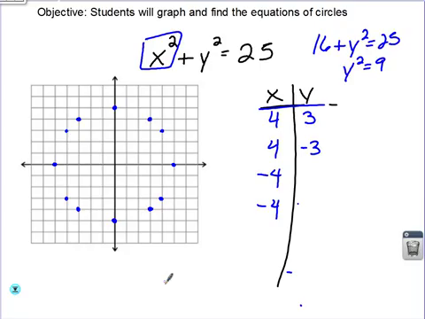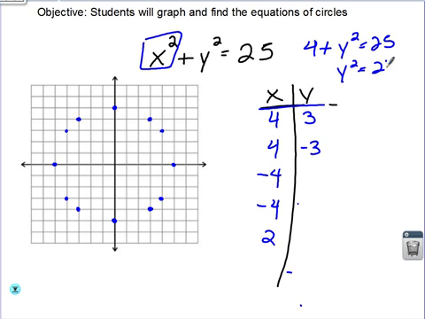Let's plug in one other thing. Let's try 2. Now this is not going to be as pretty, and that's the reason I waited till last to plug it in. When you plug in 2, you get 4. 4 plus y squared equals 25. Subtract 4, you get y squared is 21. We don't know anything that squares to give us 21. But to get rid of a square, we go to the other side and we do plus or minus the square root.